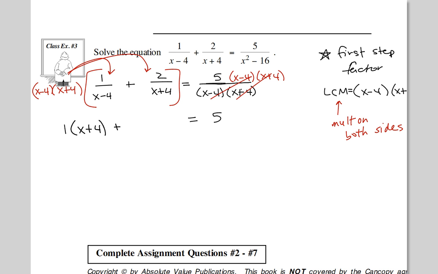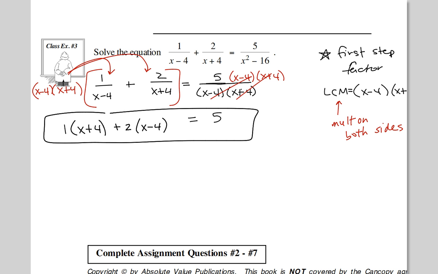Plus, what's the next one going to be? 2 is this second term, and you're multiplying it by there. And which one gets cancelled? The x plus 4, so you're only left with x minus 4. Now what do you notice about this step? What is not there? Yeah. No denominator. So that is ultimately your goal. However you get there, as long as it's algebraically fine, you're good.